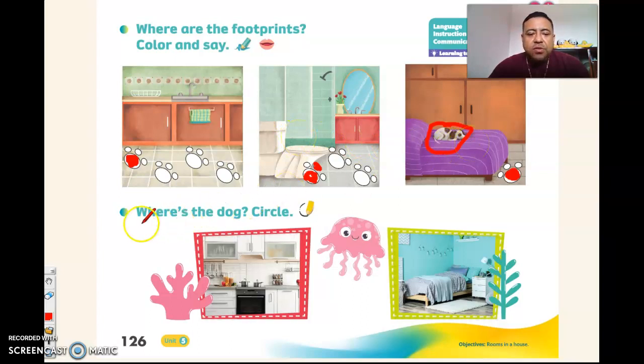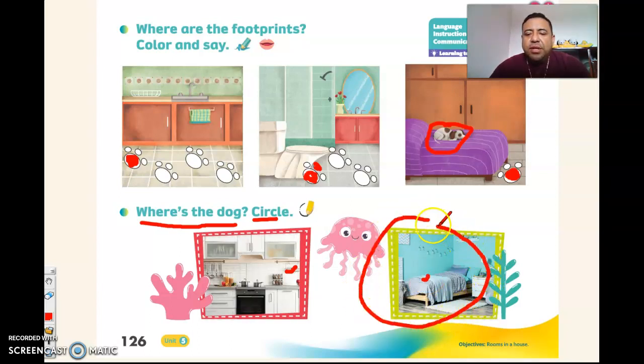And at the end, nos preguntan, where's the dog? Circle. ¿Dónde estaba el dog? In the kitchen or in the bedroom? I think in the bedroom, right? Well, let's circle it. In the bedroom.